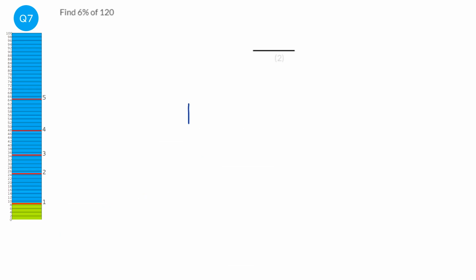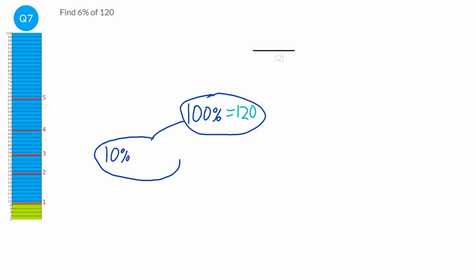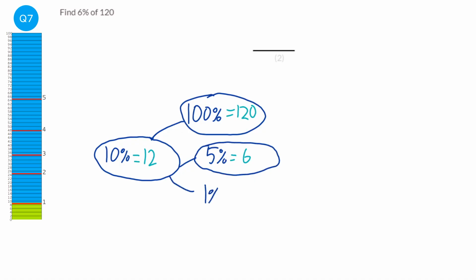So we're going to start off by working out what 100% of 120 is. Well, that's obviously just going to be 120. And we're trying to get to 6%. So we always start off by working out 10%. It's always normally useful. And we just divide that 120 by 10, so we get 12. And we try to get 6%, so it'd be nice if I knew 5%. And 5% is nice and easy because we just halve that 10%. So that'd be 6. And if we got the 1% as well, we can get to the 6%. So to find out what 1% is, we just divide the 10% by 10 and get 1.2.